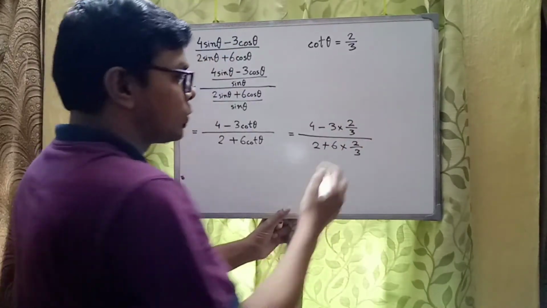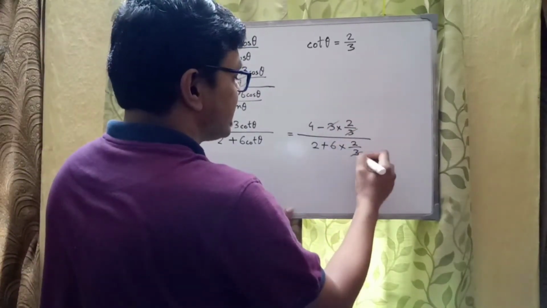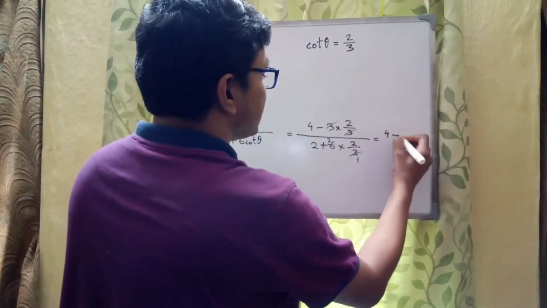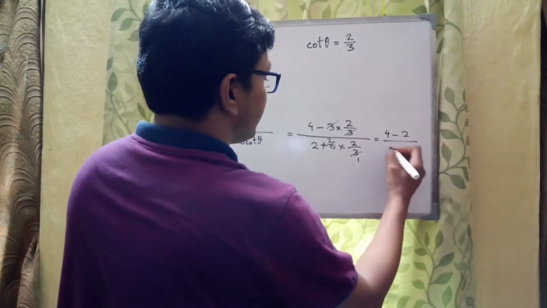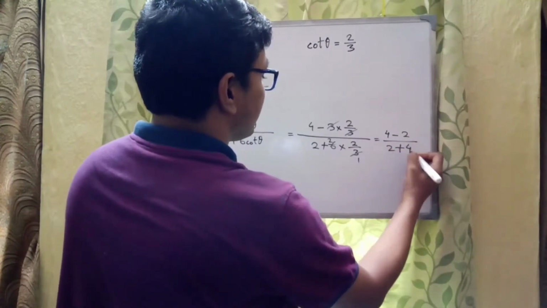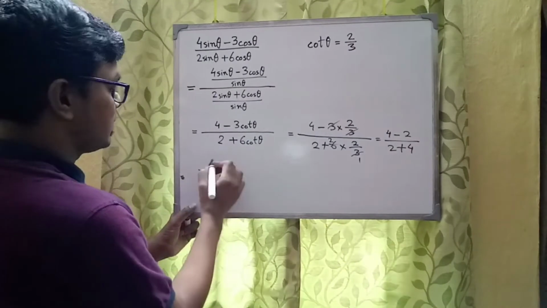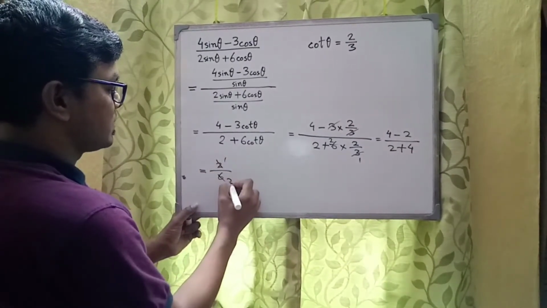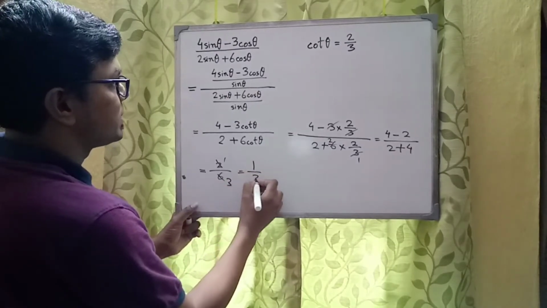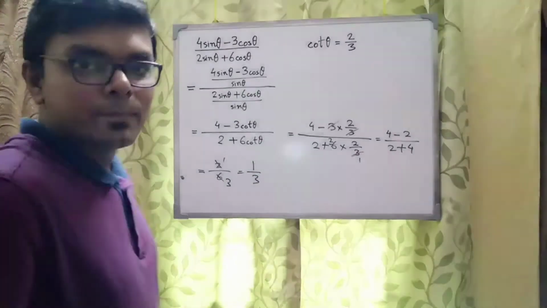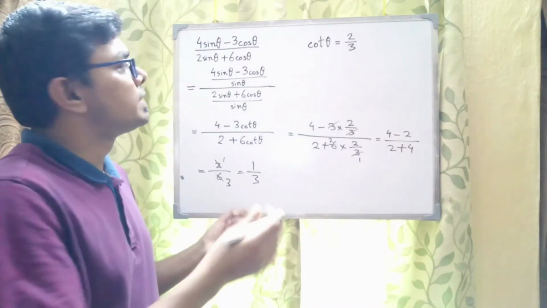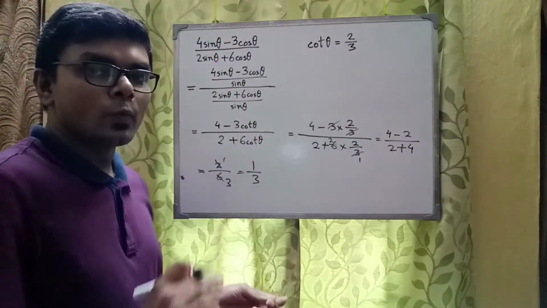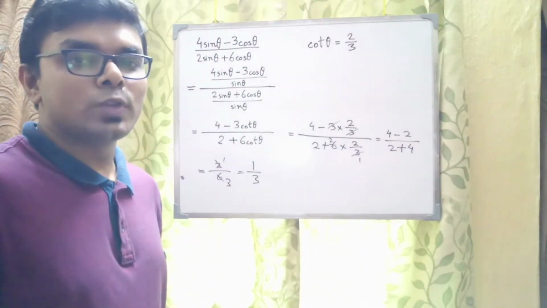We have to do this simple calculation over here. 3 and 3 cancel out here, and 3 here cancels with 6. So we are left with 4 minus 2 by 2 plus 4. That equals 2 by 6, and we cancel this to get 1 by 3, which is the required right hand side of the problem. So this is proved that if 3 cot theta equals 2, then this quantity is equal to 1 by 3. Let's move on to the next sum.